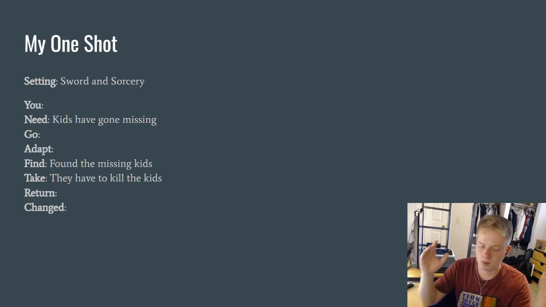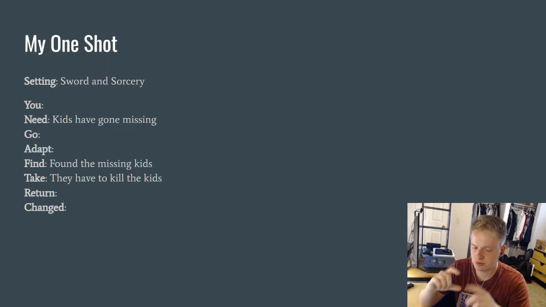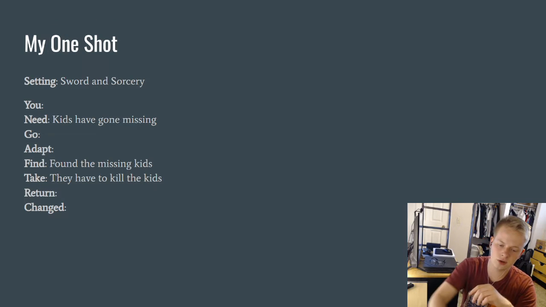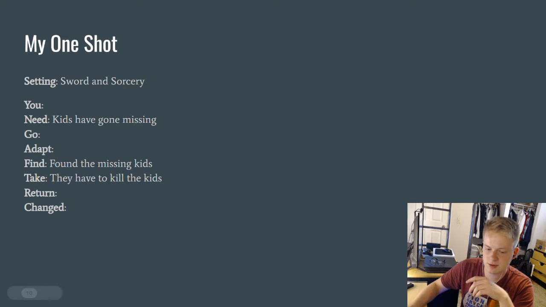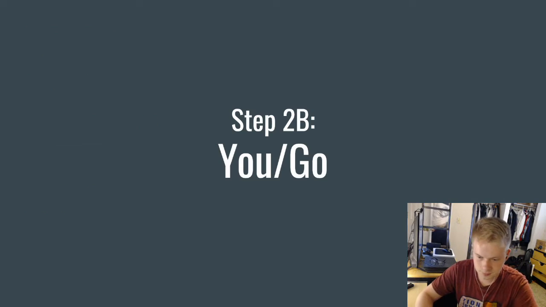And usually, when you do that, after you figure out what the find and take are, then you can fill in what the need is. The need is what the initial problem was that they're trying to solve. So if you know what the goal is at step 5, you can just fill in what the need is at step 2: some kids have gone missing from the village.